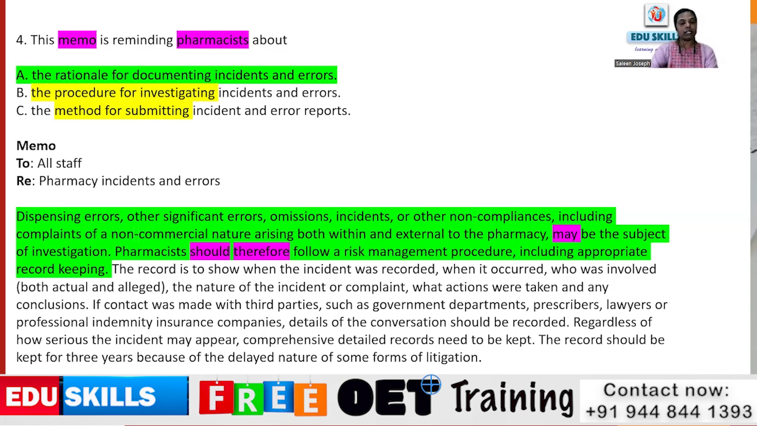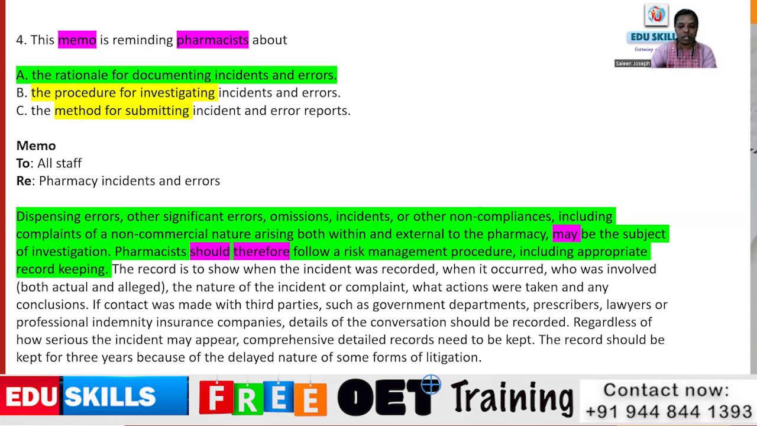And the other options, B and C. The procedure for investigating incidents and errors: how are we going to investigate if there was any incident or errors? Did you find anything like that? There are no procedures explaining how to investigate in this text, so that answer can be eliminated. And also the method, how to submit an incident or error report, that also has not been discussed here. Only about the rationale. What is the reason for documenting? It can be a subject for investigation. Hence, you have to keep a record of all these things.